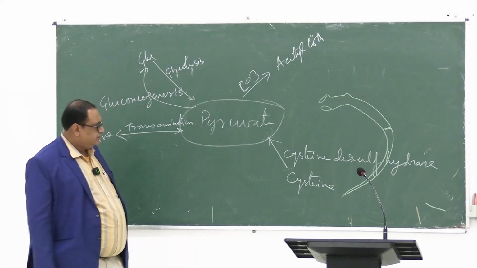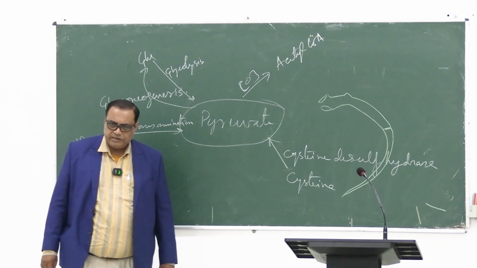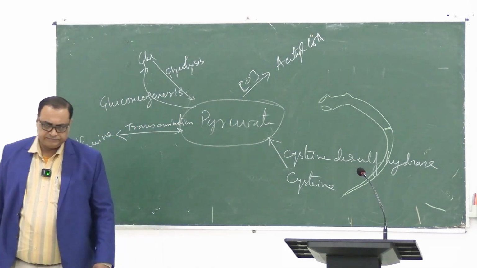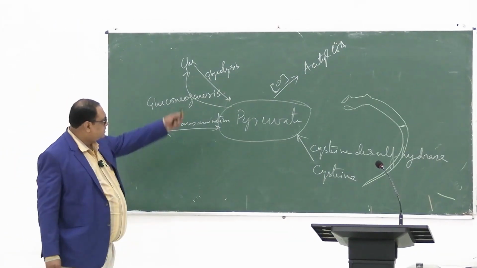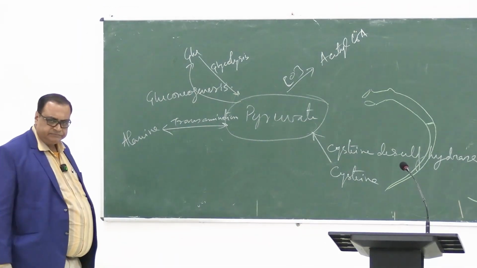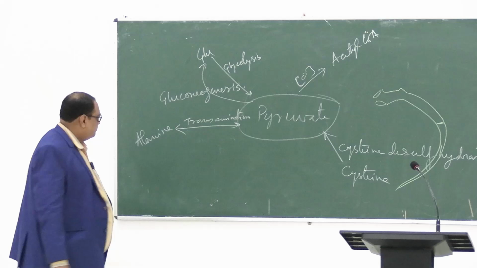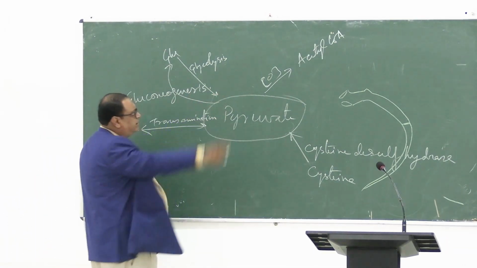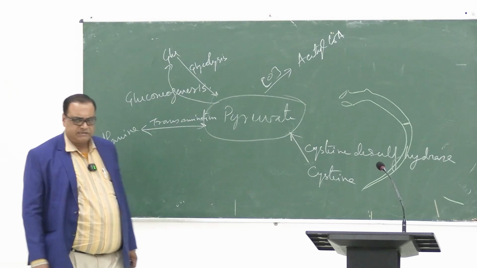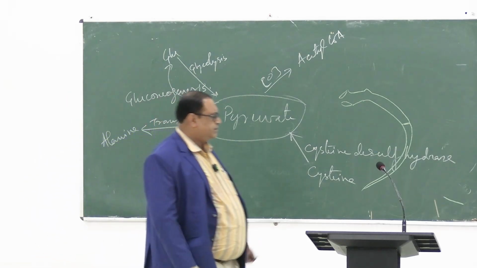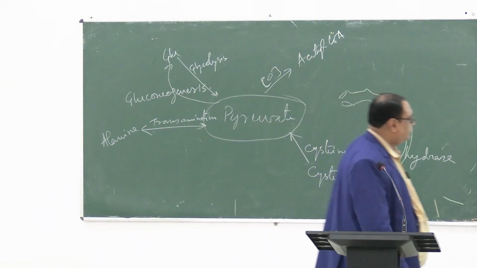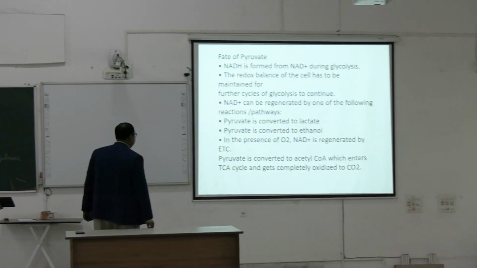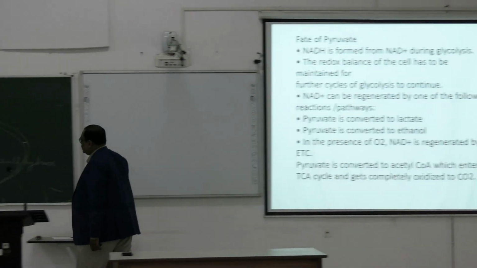Cysteine is converted to pyruvate via cysteine desulfhydrase. Pyruvate is converted to acetyl coenzyme A. Okay. Acetyl coenzyme A has got many uses. This will be sufficient. Oh, this is there. Look, I forgot, lactate and ethanol.